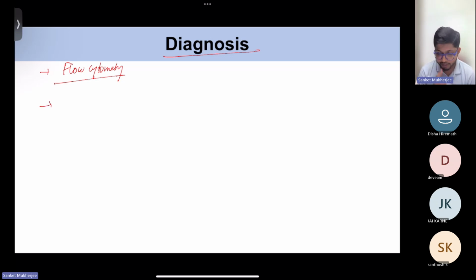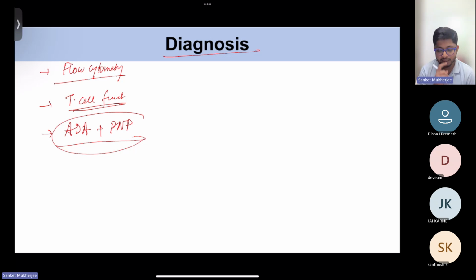Another way of doing it, we could also find the T cell function, an in vitro measurement of how T cells function. That could be one of the diagnostic methods. For ADA SCID and PNP SCID, for these kinds of deficiencies, we can directly perform ADA and PNP assays to diagnose SCID, since these are enzymes, right?